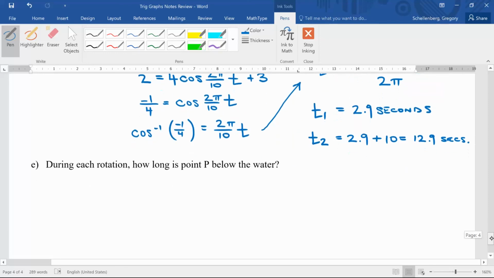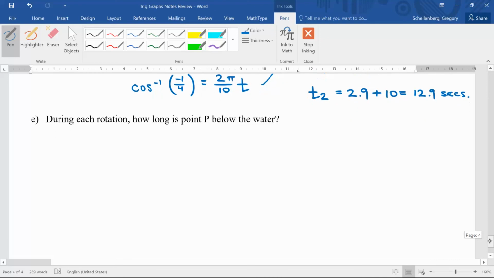All right, now the last part to this is a tricky one. During each rotation, how long is point P below the water? Okay, so below the water, one thing that we have to recognize here is that sea level, or the surface of the water, is at a height of 0 meters. If our height is positive, that means we're above the water. If our height is negative, it means we're below the water. And if the height is 0, that is the surface of the water.